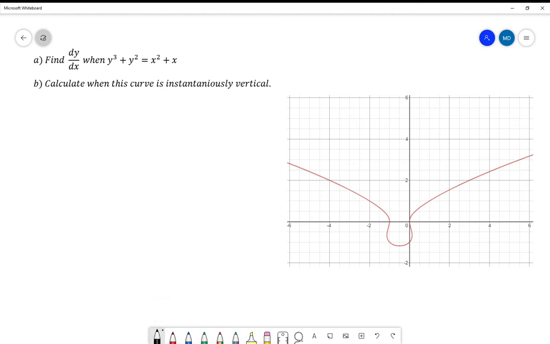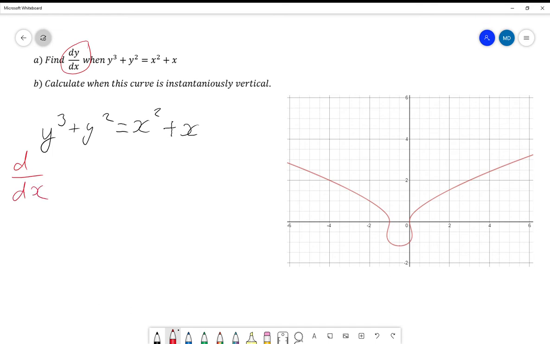Now going back to this, we want to be able to find dy by dx when we have y cubed plus y squared equals x squared plus x. We want to be able to find dy by dx from that. We could try differentiating with respect to y or with respect to x, but neither of those is going to be easy. Because we're looking for dy by dx, I'm going to differentiate with respect to x.